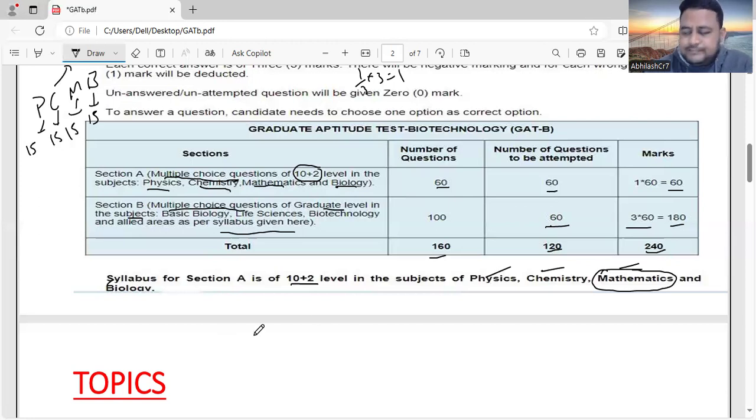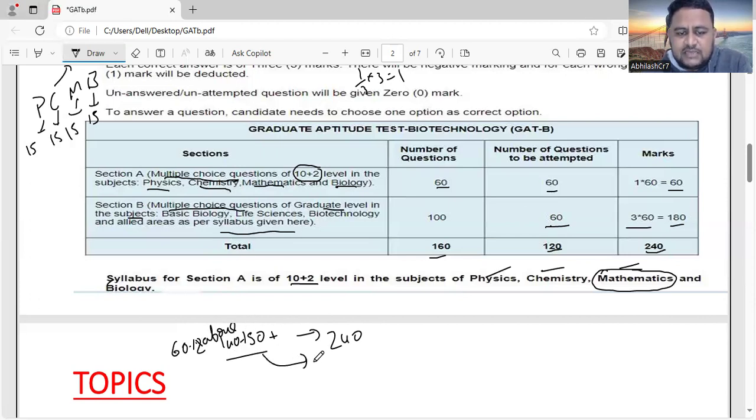Overall, if you see the previous year cutoffs, the safe score is 140 to 150 plus out of 240 marks. That is 60% and above, friends. So to score 150 plus, cross the cutoff, and get a very good rank, scoring well in section A is also very important. Got it, friends?